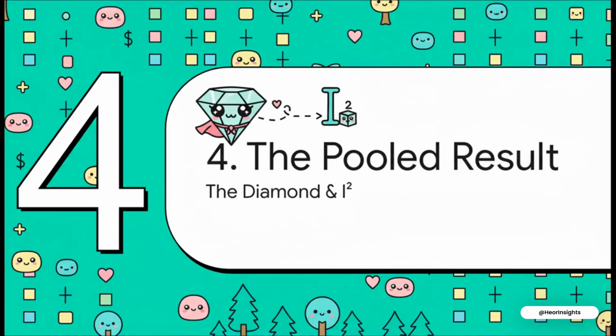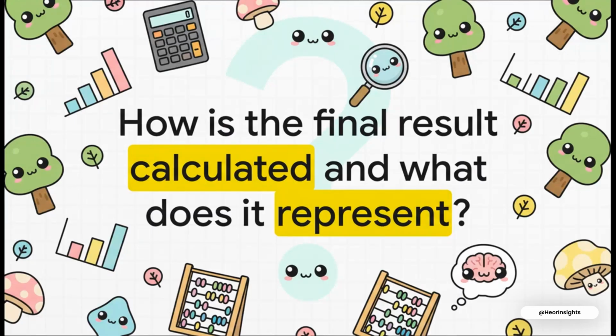Section 4 focuses on the main outputs of the meta-analysis. That is, the pooled diamond and the statistics that help us understand heterogeneity. So, we need to answer 2 questions. How is that final diamond result actually calculated, and what do the underlying statistics tell us about how reliable it is?